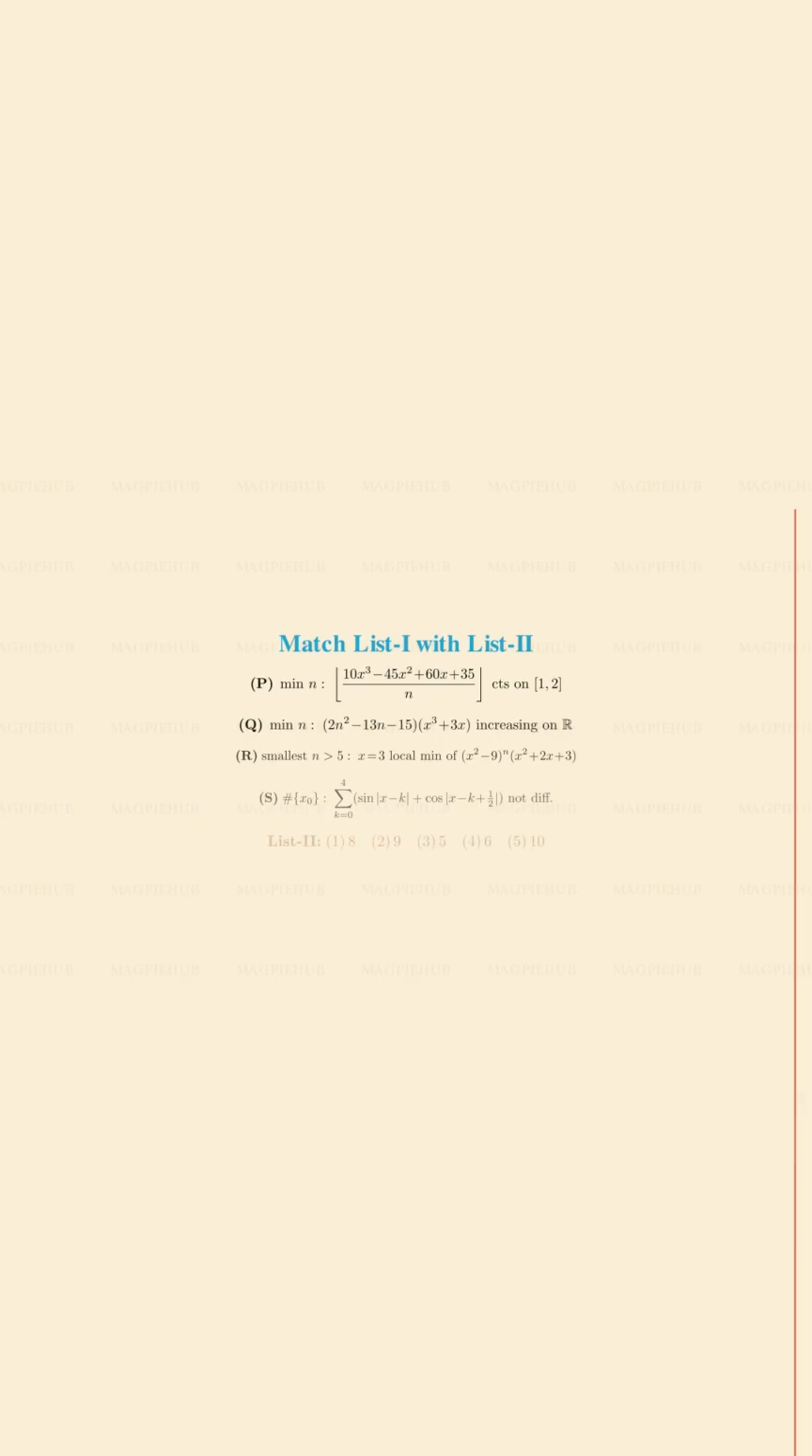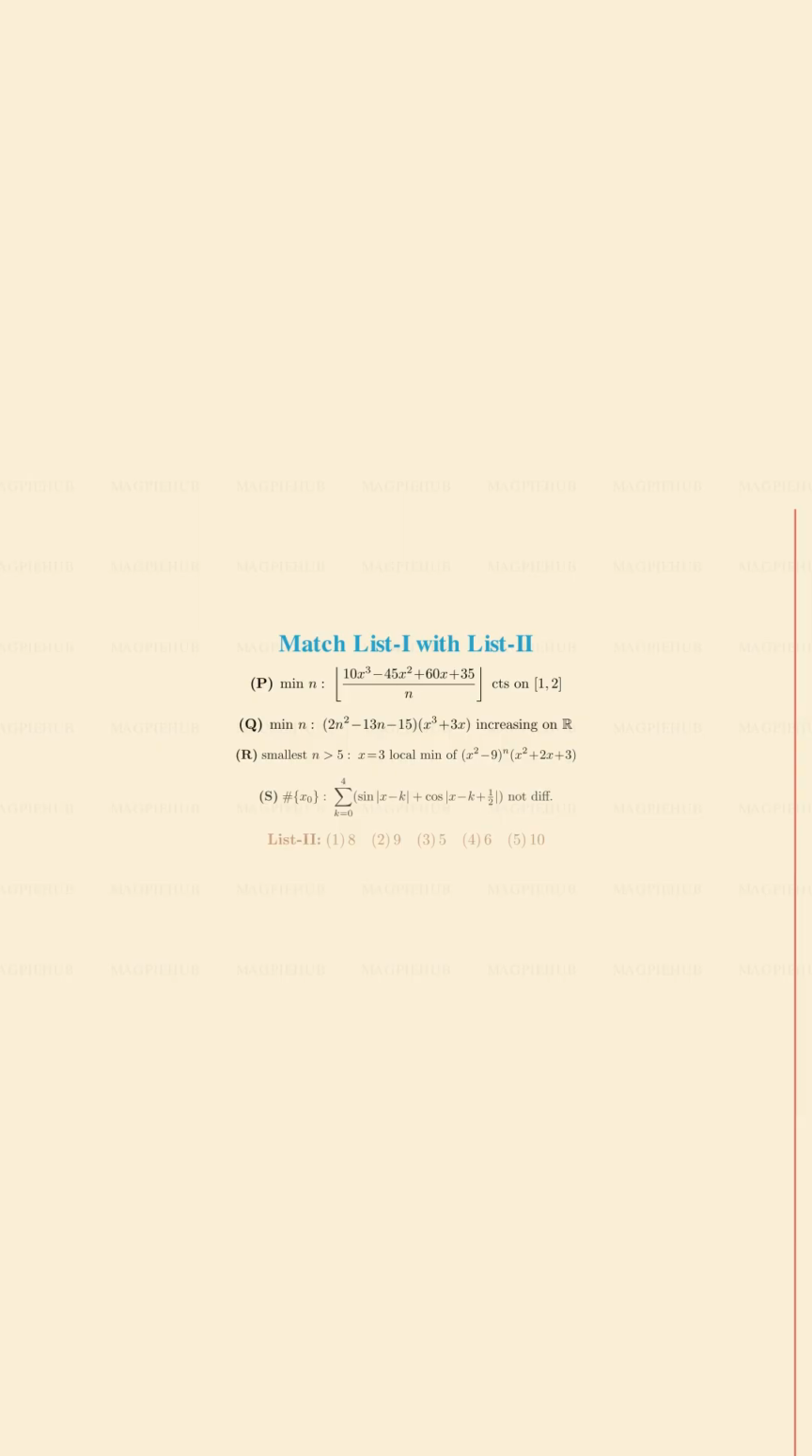Here is the question. Match each item in list 1 with the correct value in list 2. P asks for the minimum natural number n such that the floor of (10x cubed minus 45x squared plus 60x plus 35) divided by n is continuous on the interval 1 to 2. Q asks for the minimum n such that (2n squared minus 13n minus 15) times (x cubed plus 3x) is increasing on all of the reals.